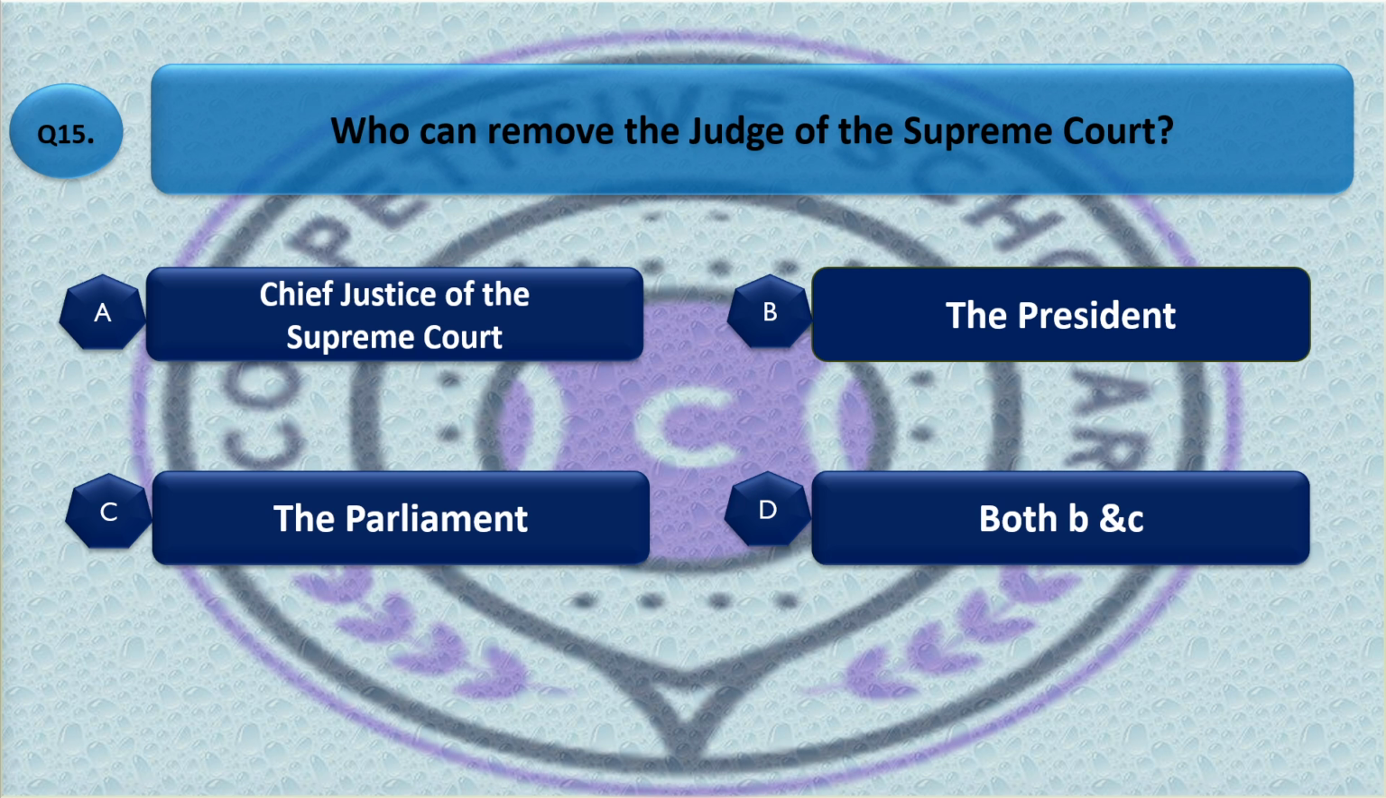Question number 15. Who can remove the judge of the Supreme Court? Chief Justice of the Supreme Court, the President, the Parliament, both B and C. Both B and C, that is the President and Parliament.